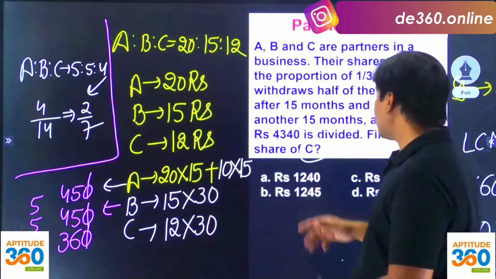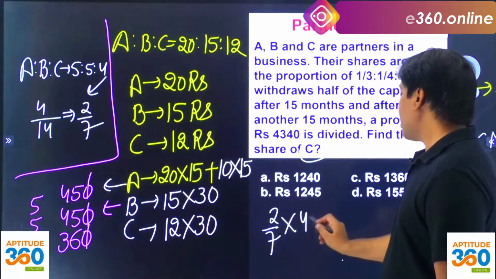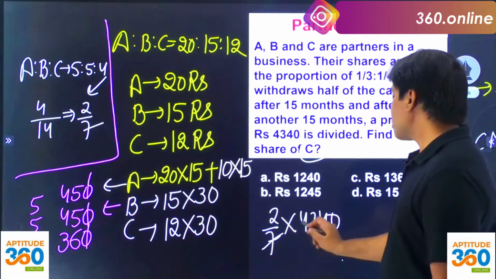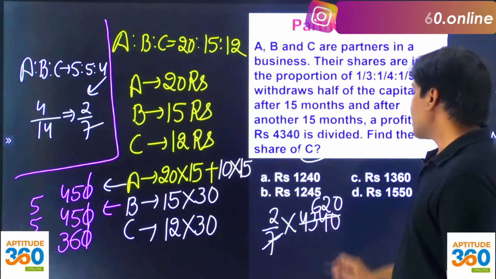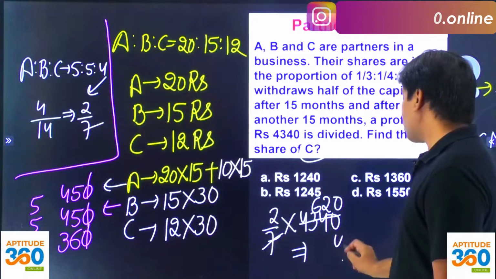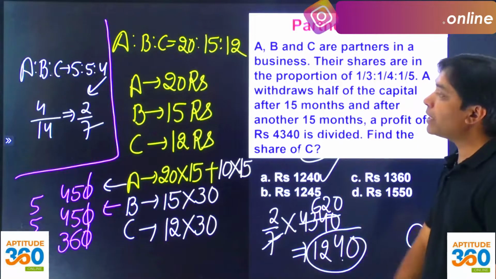And in order to find out 2 by 7, it is coming at us what? 2 by 7 of 4340. This is 1, 6, 2, 0. 62 into 2 is going to be what? 124 followed by a 0. Option number A is the right answer.